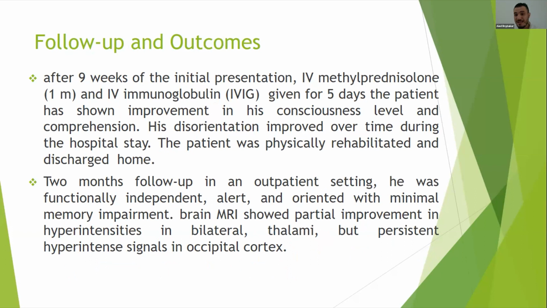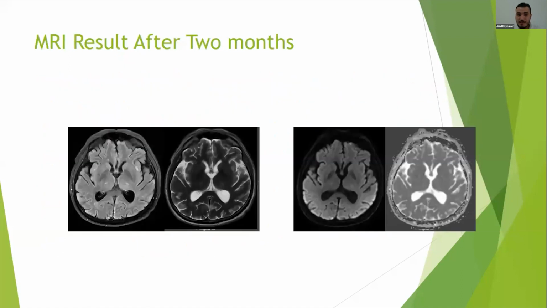His disorientation improved over time during the hospitalization stay. The patient was physically rehabilitated and discharged home. At 2 months follow-up in the outpatient setting, he was functionally independent, alert, oriented, with minimal memory impairment. Brain MRI shows partial improvement in hyperintensity in bilateral thalami, but persistent hyperintensity signal in the occipital cortex. This is the result of MRI after 2 months, and here we can see that there is improvement in hyperintensity signal in the regions where it was present before.